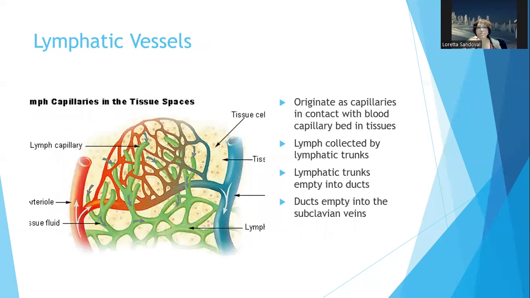So the lymphatic vessels originate as tiny little capillaries in those capillary beds. They're in contact with the capillary bed in tissues. So every place where we have that little capillary bed, we also have a system of lymphatic vessels. So the lymph is collected by lymphatic trunks, and then the lymphatic trunks empty into ducts, and the ducts empty into the subclavian vein, and that goes back to the heart. So there's a great system of fluid return from the interstitial spaces.